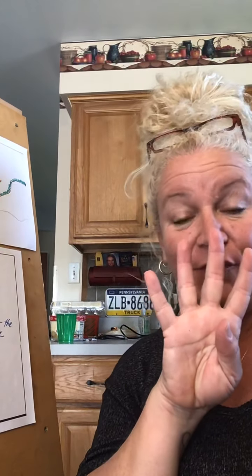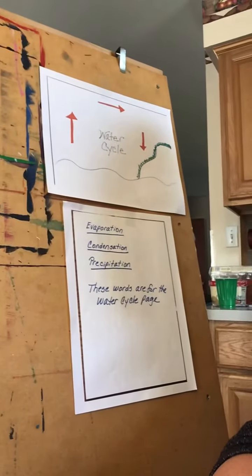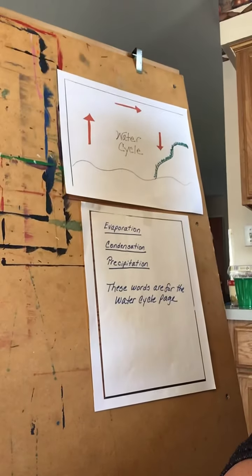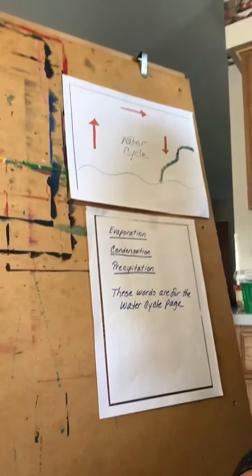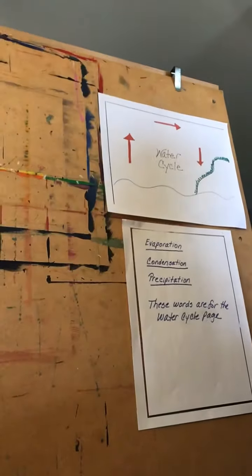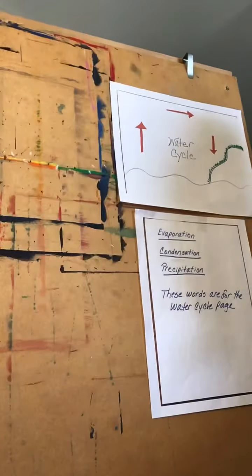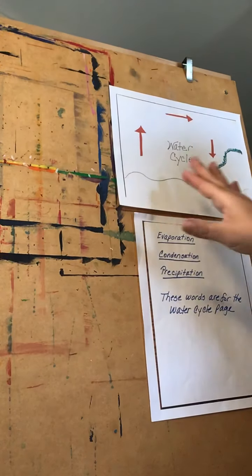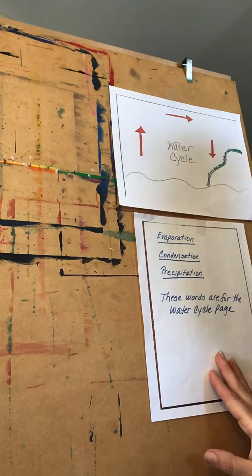We're on episode 4. So we're going to make our own condensation, water cycle, evaporation, precipitation paper. Okay, so everyone has this paper and our second page.